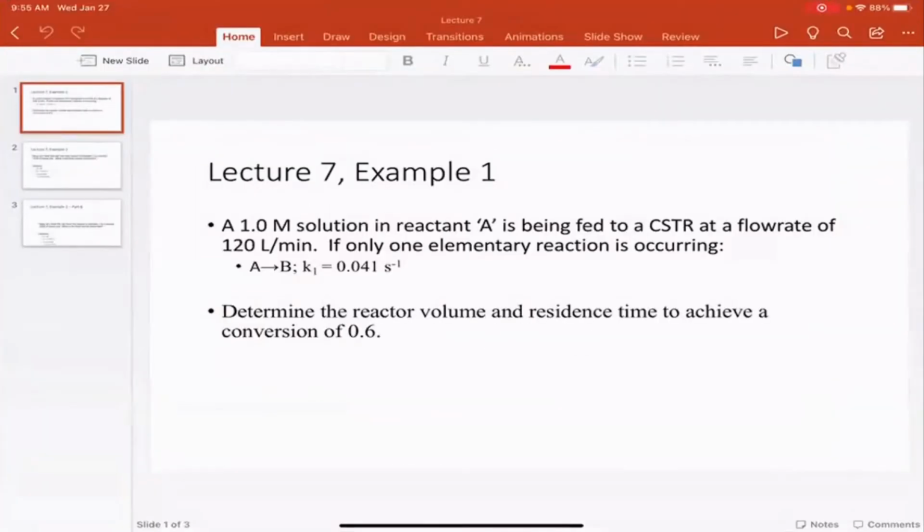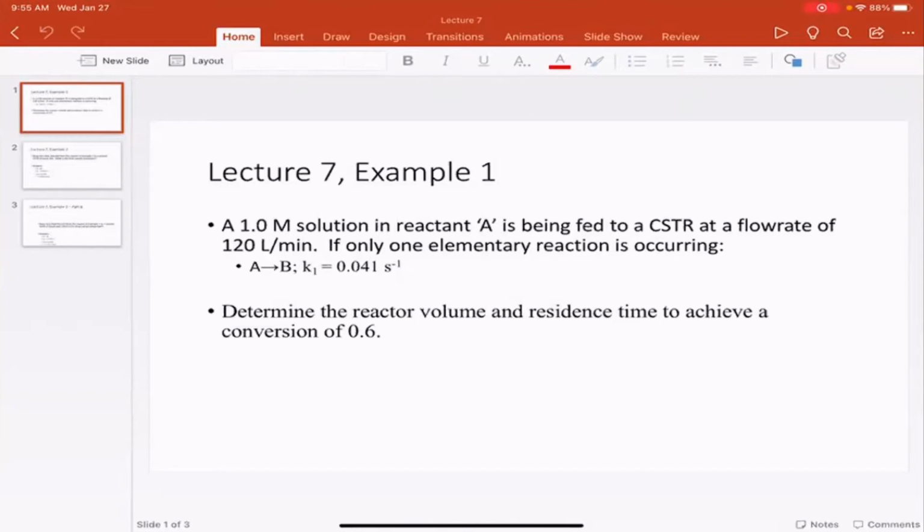The first example that we're going to solve is that a 1 mole solution of reactant A is fed to a CSTR at a flow rate of 120 liters per minute. If only one elementary reaction is occurring, A goes to B with k1 equal to 0.041 inverse seconds, determine the reactor volume and the residence time to achieve a conversion of 0.6.